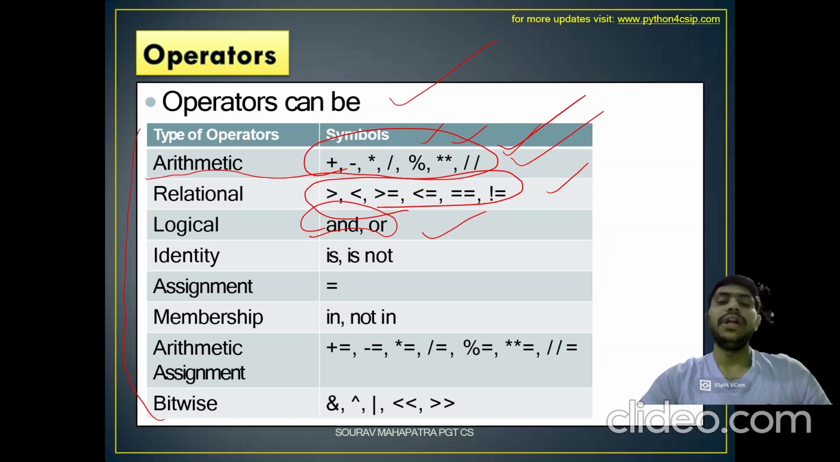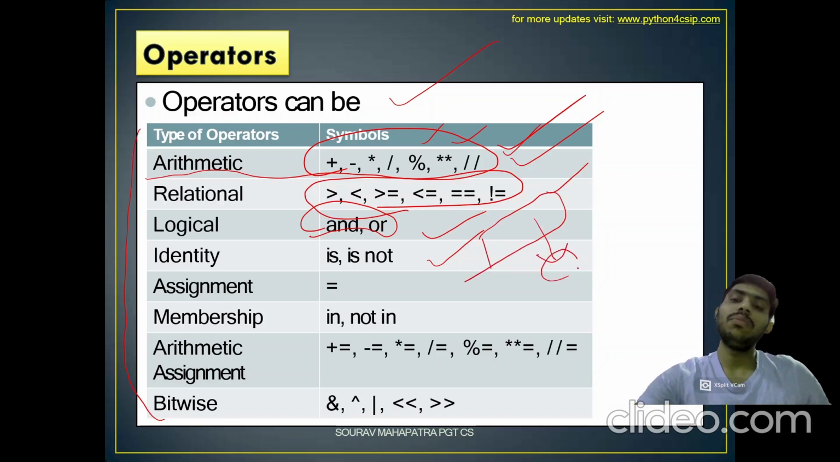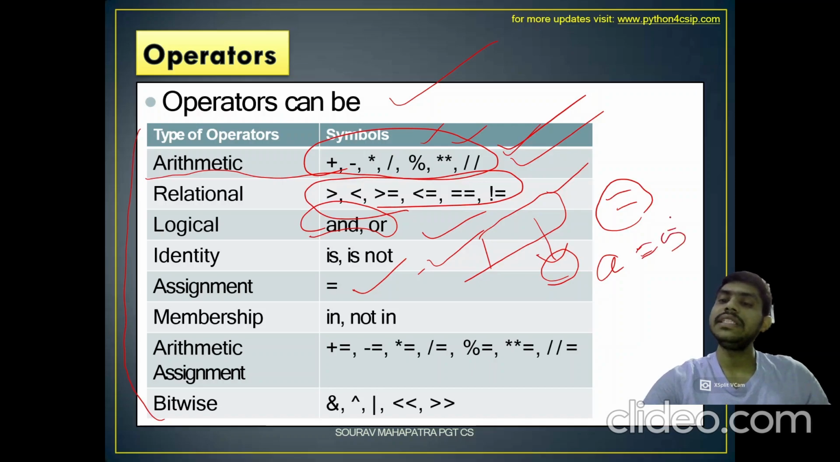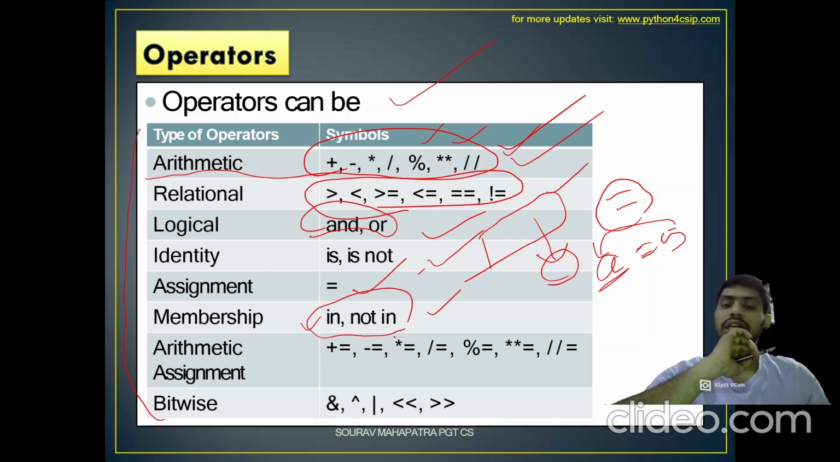Then identity operator. Identity means something should be present, or there should be some identity in the sequence or not. Suppose you have taken one string and we have to find out whether a particular character is present or not, or whether it has some identity in the sequence, then we use is, is not. Assignment: single equal to is called assignment. Suppose you write a equal to 5, that means the value 5 is assigned to a. Membership: something should be a member of that sequence, in and not in.